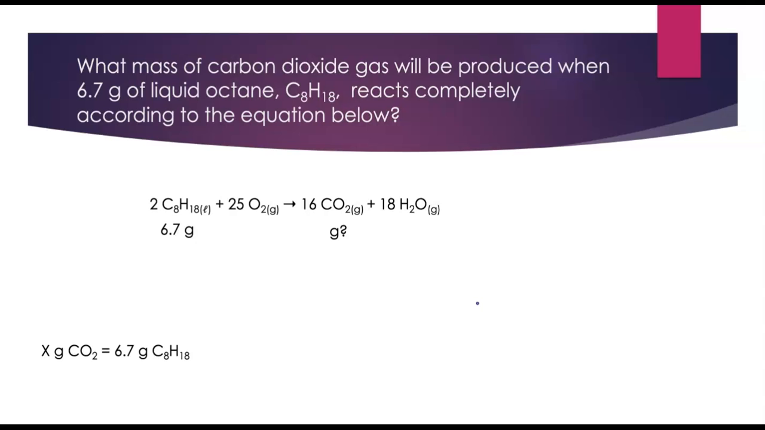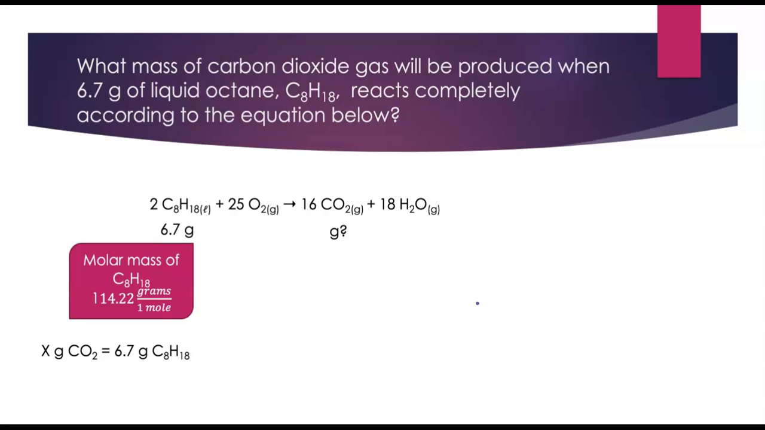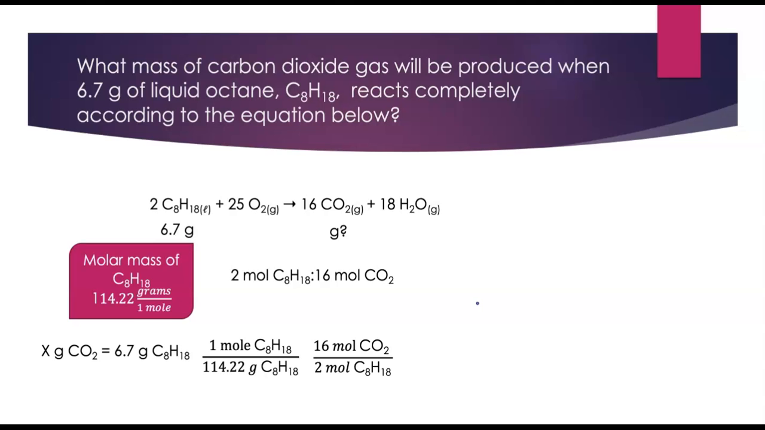X grams CO2 equals 6.7 grams of octane. I need the molar mass of octane, which is about 114.22 grams per 1 mole of octane. I need to set it up that the grams is in the denominator, 1 mole of octane in the numerator. Now I can use my mol-to-mol conversion from the balanced equation. I know there are 2 moles of octane to 16 moles of CO2. So I'll set up my conversion factor with 2 moles of octane in the denominator, 16 moles of CO2 in the numerator. That will leave me effectively with moles of CO2.